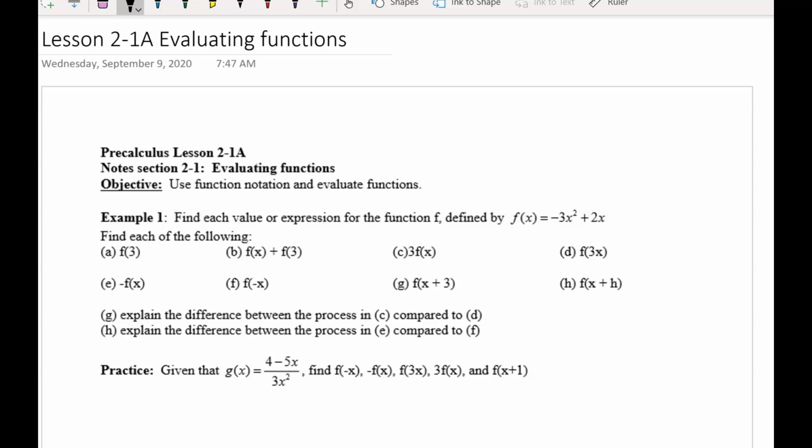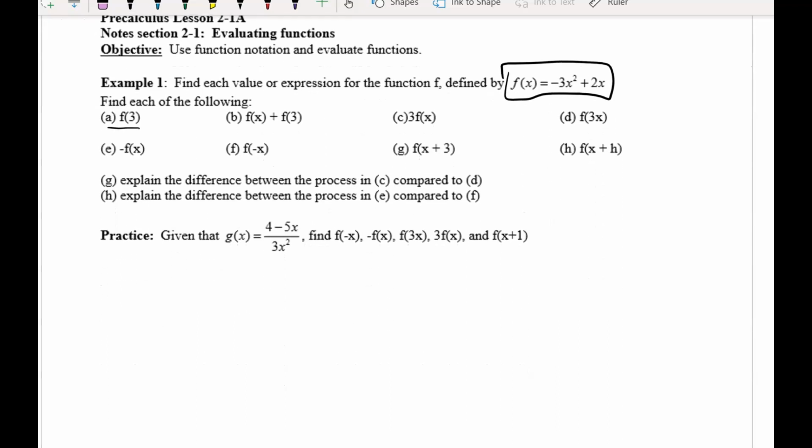As you can see in the objectives, our goal is to apply some function notation in order to evaluate functions. So in example 1 here, we're looking at this function, and we're going to evaluate it according to several different objectives. Let's look at the very first one, a, and we're going to find f of 3.